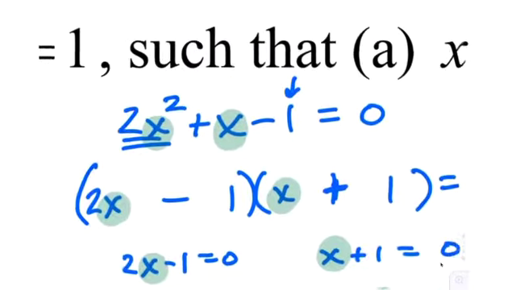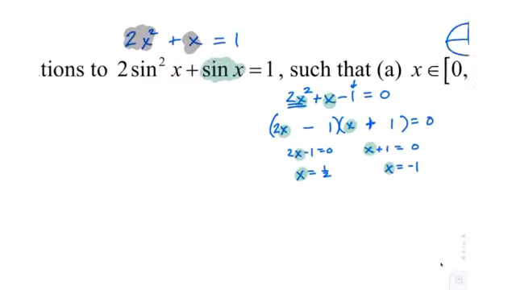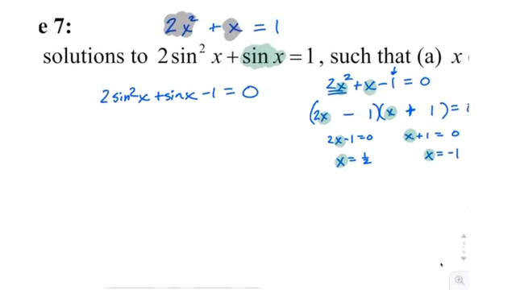X up here was the non-squared term. That's going to be sine of x. Okay, so let's go through it so you can see the work. It's going to be 2 sine squared of x plus sine of x minus 1 equals 0. And now we're going to factor it.